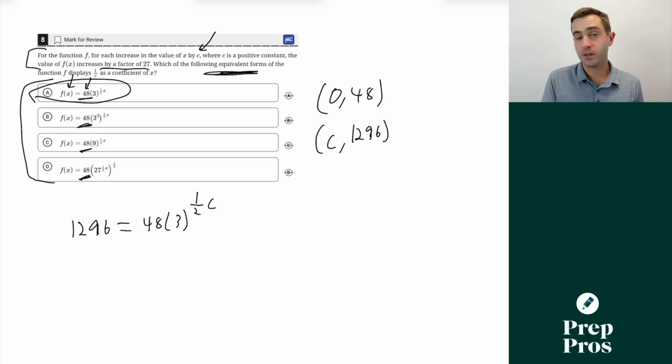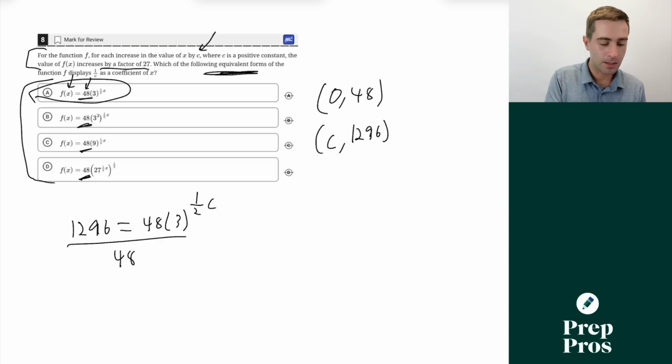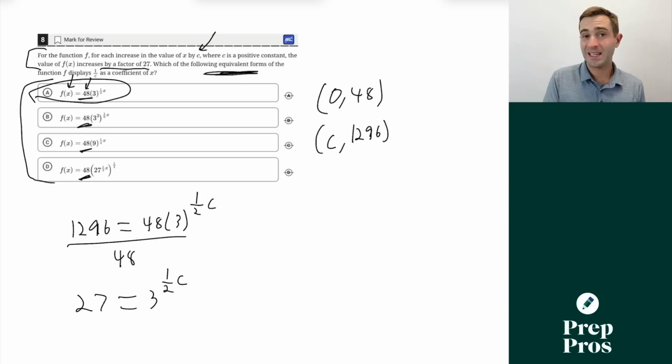Now if we want to solve for this exponential piece, we want to see if we can create the same base. So we're going to divide this entire expression by 48. This is going to leave us with 27 equals 3 to the 1/2 c. Now 27 is the same as 3 to the 3rd power, so we can rewrite this as 3 to the 3rd equals 3 to the 1/2 c. We can cancel out our bases, therefore we know that 3 is equal to 1/2 c, and that's going to tell us that c is equal to 6.